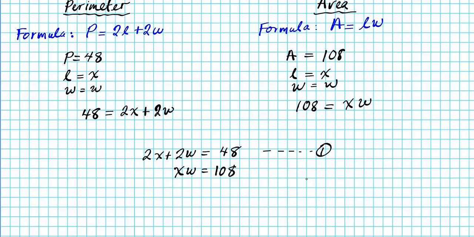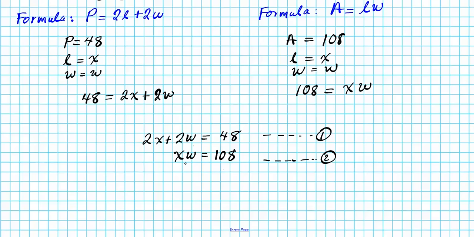Since these two equations, this one being equation 2, are in different formats, it will be wise for us to use the substitution method, since elimination will be difficult. Equation 2 has a product term, and we don't have any term with x and w together in equation 1. So we're going to use the substitution method.